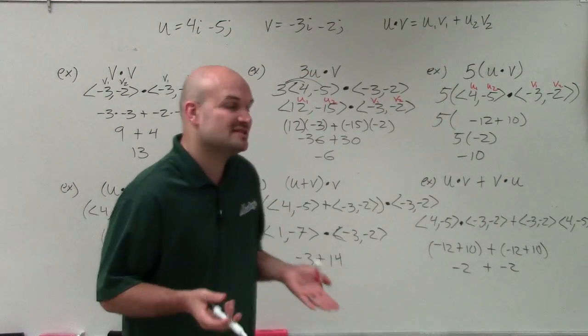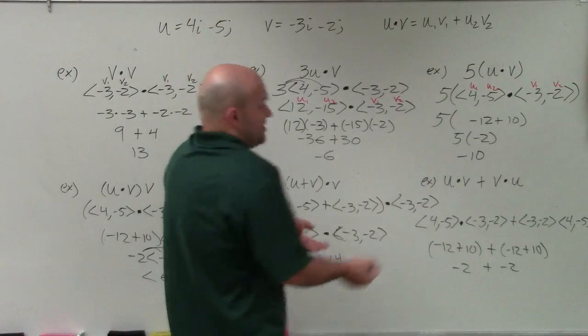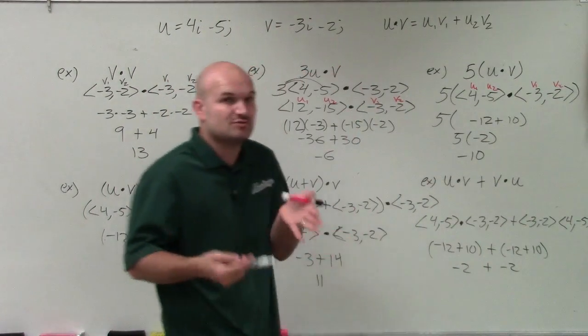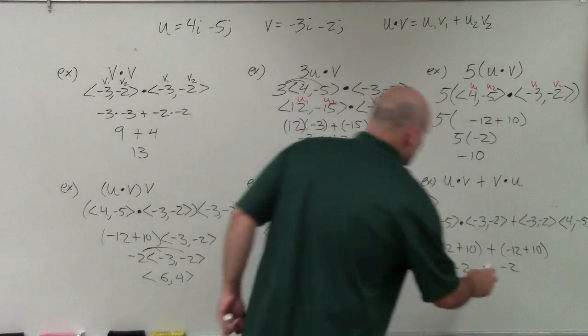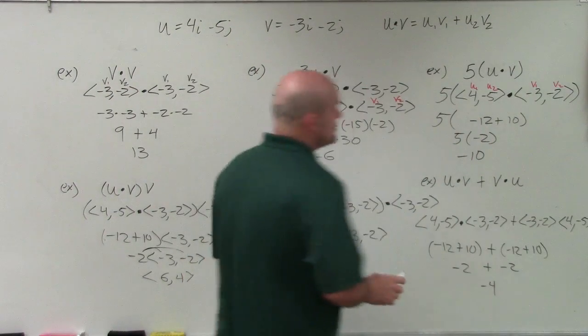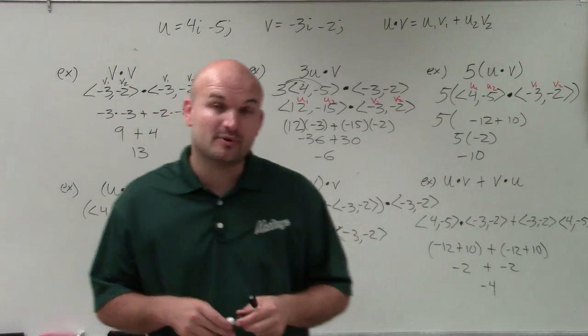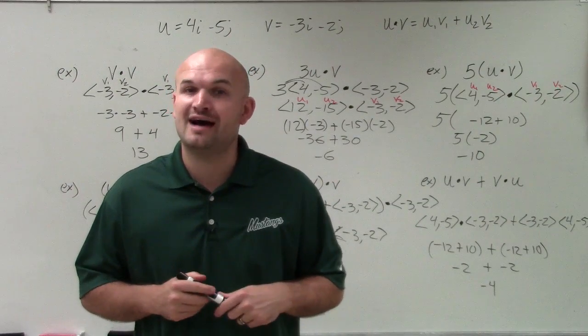So the purpose of this is to let you know that it doesn't matter the order. It doesn't matter if I do u dot v or v dot u. It's not like subtraction where order matters. You're going to get negative 4. So there you go, ladies and gentlemen. That is how you apply operations with vectors when you have the dot product.